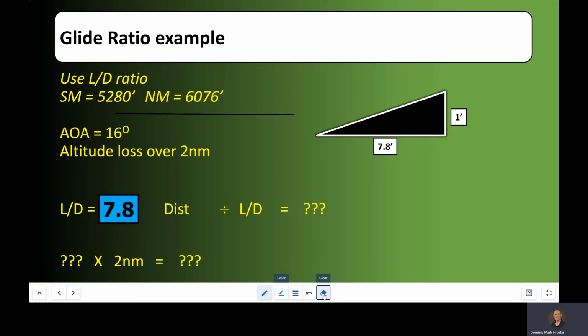Or you could say it, every time I go 7.8 feet forward, I lose 1 foot of altitude. And we're going to keep doing this over 2 nautical miles. Right, so we have our lift to drag ratio. We'll take our distance, since we're talking nautical miles, 6,076 feet. Okay. So don't use miles. You convert it into feet, divide it by the ratio, 7.8.